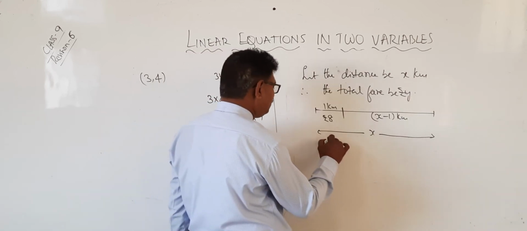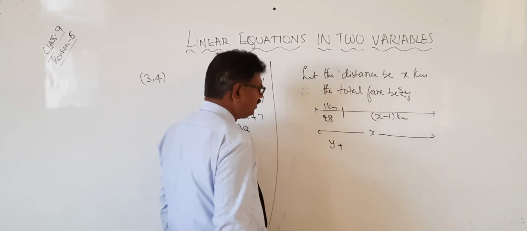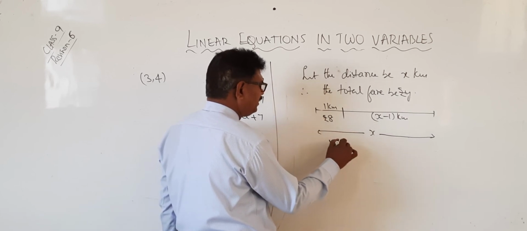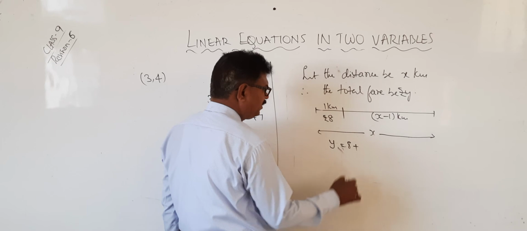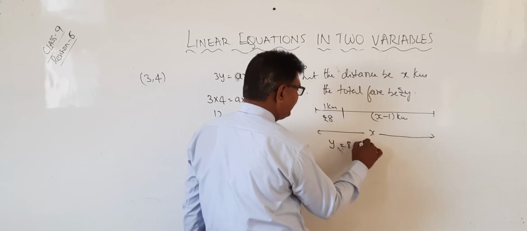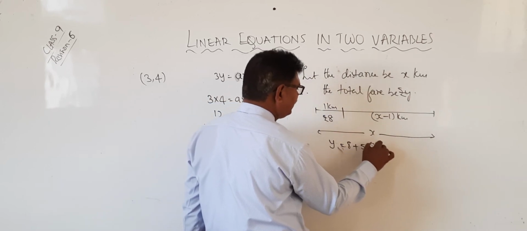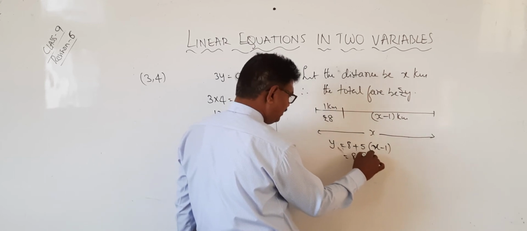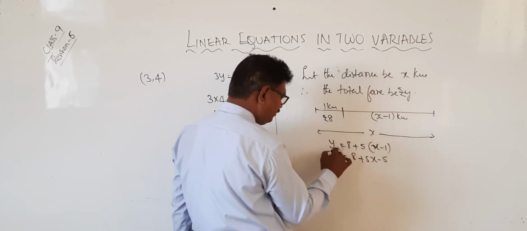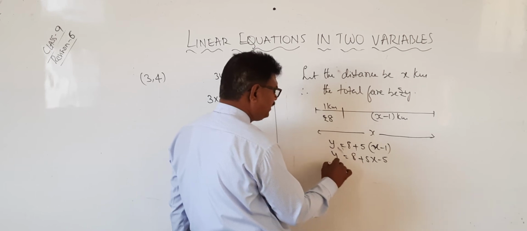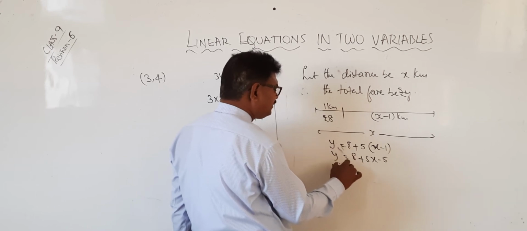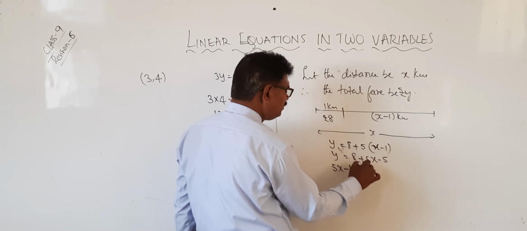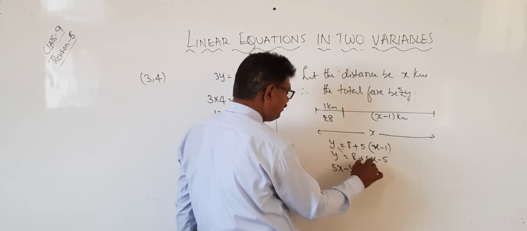So very simple. Total fare is how much? y. For the first kilometer it is how much? 8 rupees. For the remaining, it is 5 into (x minus 1). Therefore 8 plus 5x minus 5, here it is y. Therefore 5x minus y is equal to minus 3.